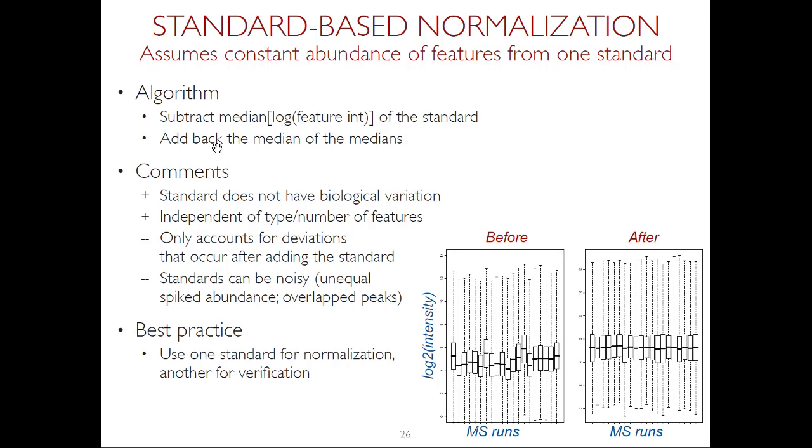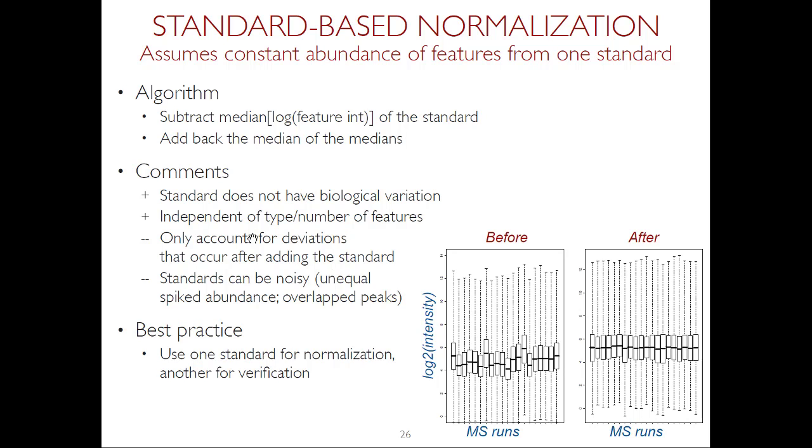And so this is the actual algorithm. We subtract the median of the log feature intensity of the standard and add back the median of the medians, just to bring everything to the same scale. So it is good because standards are not expected to have biological variation. It doesn't depend on how many features we have in the experiment.